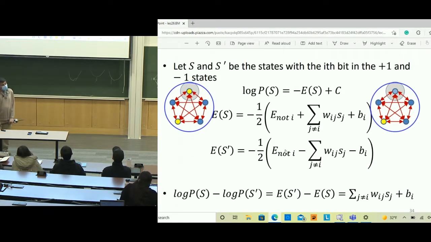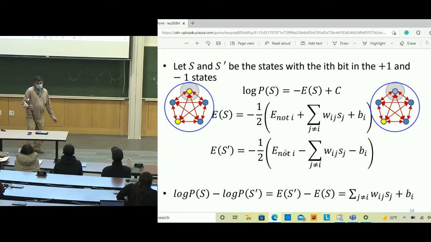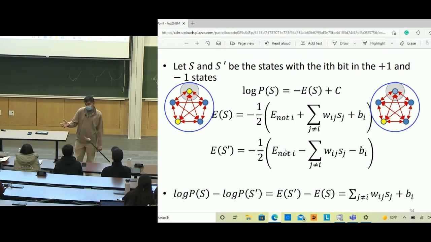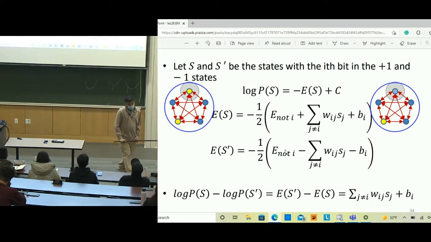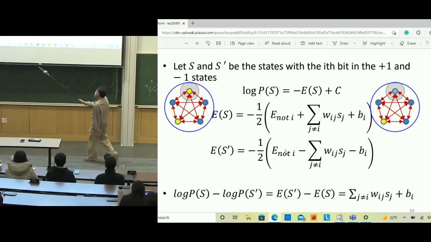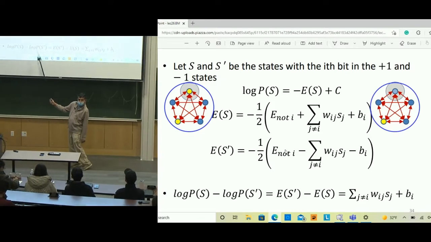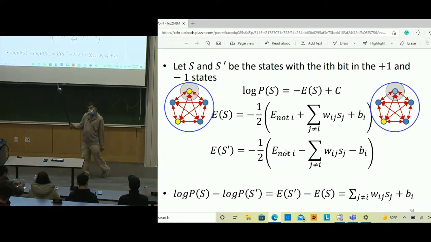And what is the log of the probability of any state? The log of the probability of any state is simply the negative of the energy at that state, because that's how we define the probability of any state, right? So if I look at log of Ps minus log of Ps prime, where S and S prime differ in only one bit, that is simply going to be the negative of the energy of S minus the negative of the energy of S prime, which is to say that's the energy of S prime minus the energy of S.